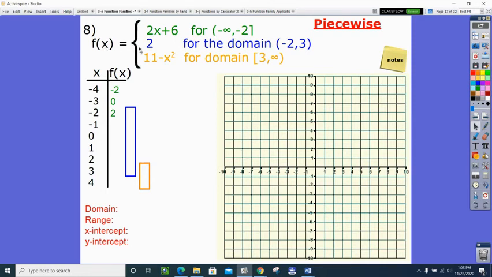if you put in 0, you're going to get a 2. If you put in 1, you're going to get 2. The output is always 2. But I'm going to put the -2, even though it's not legal. And I'm going to put the 3, even though it's not legal. And I'll show you why in a second.